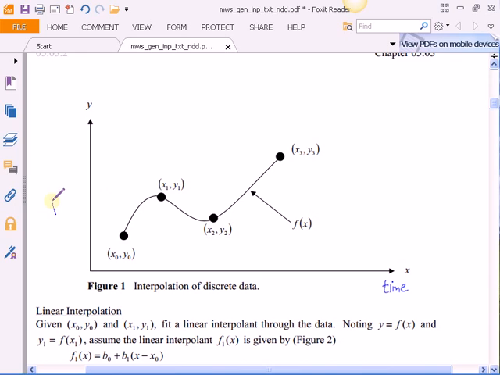And y could be position. Suppose this xy represents the position of a certain object at a certain time. For example, you could have the victim of a wreck floating in the ocean, and you know their position, and they were sighted at various times. So this would be the first sighting, the second sighting, the third sighting, the fourth sighting. And maybe you would like to know what their position is between these times.